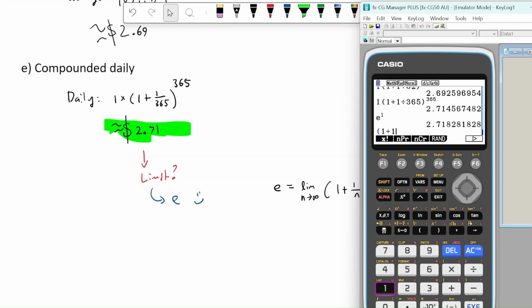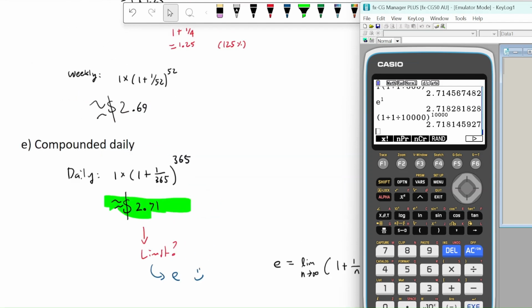So if I try 1 plus 1 over, let's go 1 with 4 zeros at the end, and then we'll raise it to 1 with 4 zeros at the end. You can see I'll get roughly what E is. And it comes from that compound interest stuff.